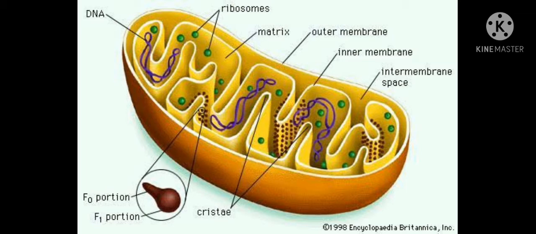The circular DNA is present in the matrix of mitochondria, near about 2 to 10 copies. So that's why mitochondria have the power of replication, because of what? Yes, DNA. With the help of DNA they can replicate. Each mitochondrion arises from a pre-existing mitochondrion, just like a cell. Every cell is produced with the help of a pre-existing cell. Likewise, mitochondria produce new mitochondria with the help of pre-existing ones.